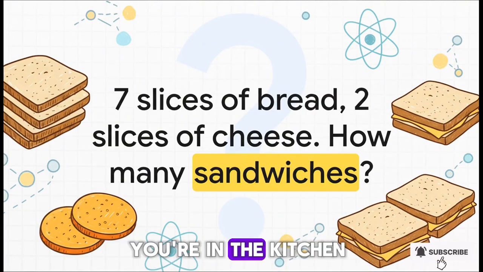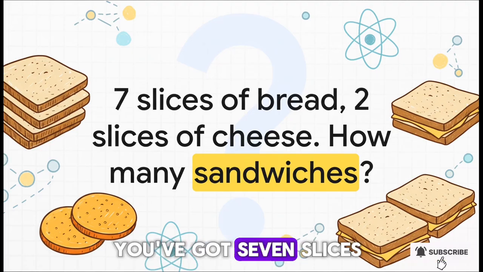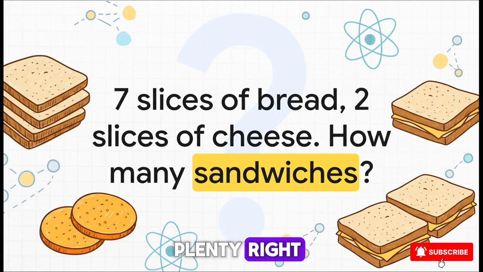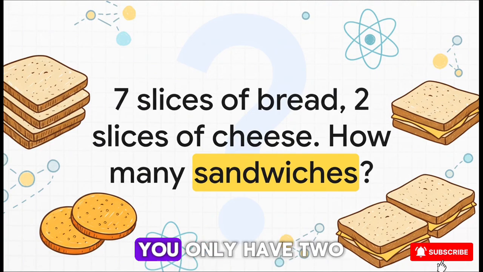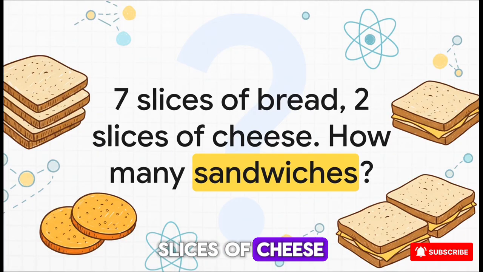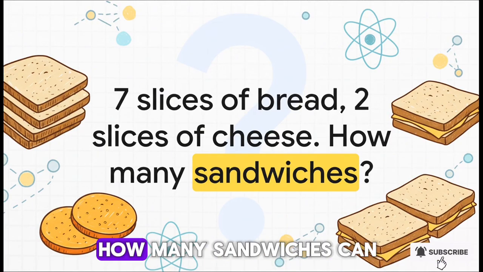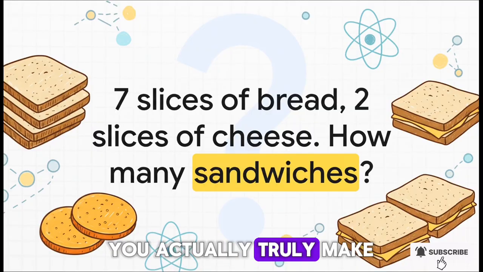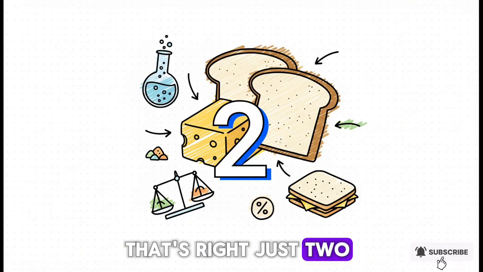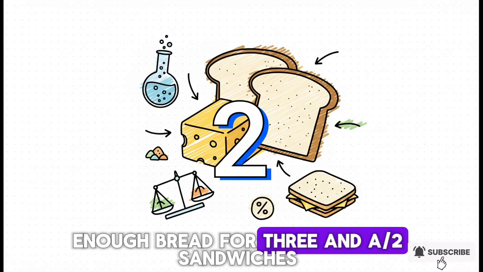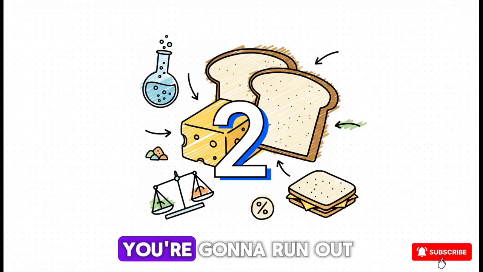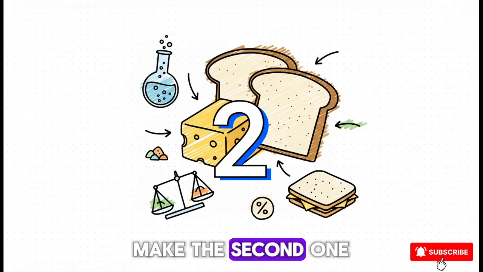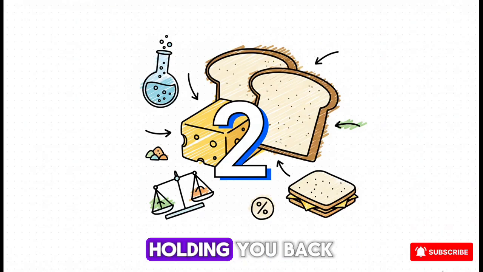Picture this. You're in the kitchen, ready to make lunch. You've got 7 slices of bread. Plenty, right? But then you look in the fridge, and you only have 2 slices of cheese. So, thinking about our recipe, how many sandwiches can you actually, truly make? That's right, just 2. Even though you have enough bread for 3.5 sandwiches, it doesn't matter. You're gonna run out of cheese after you make the second one. The cheese is literally holding you back.